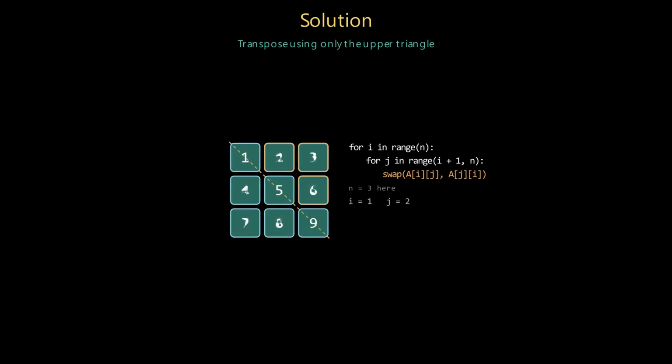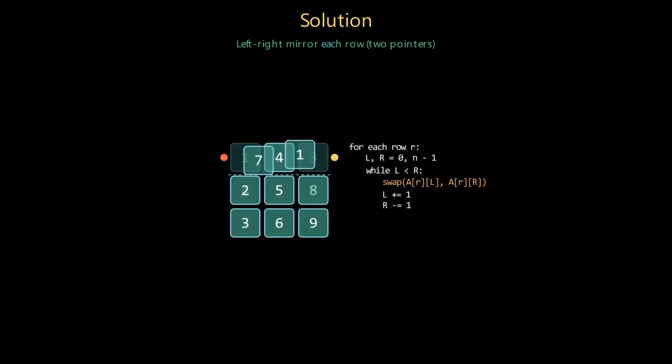Transpose in place by visiting only slots strictly above the main diagonal, each paired with its mirror below that diagonal. If we walked the full matrix we would swap everything twice and land back where we started. Next mirror every row left to right, 2 pointers start at the far ends and swap inward along the row. That horizontal flip turns the transpose into the finished clockwise quarter turn.